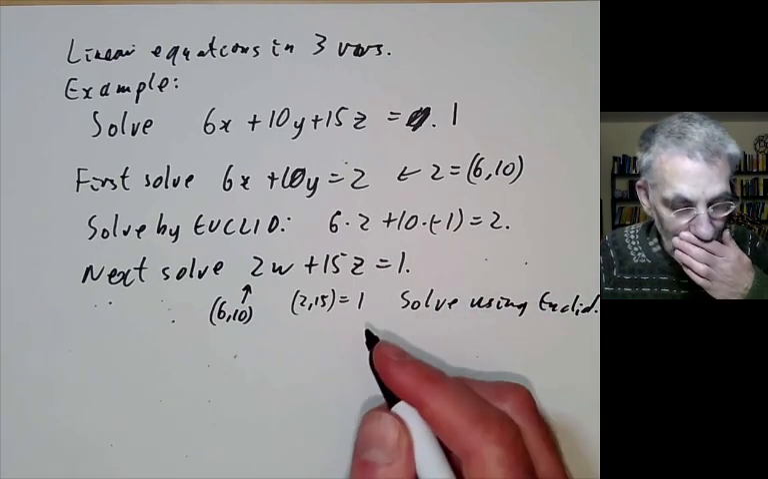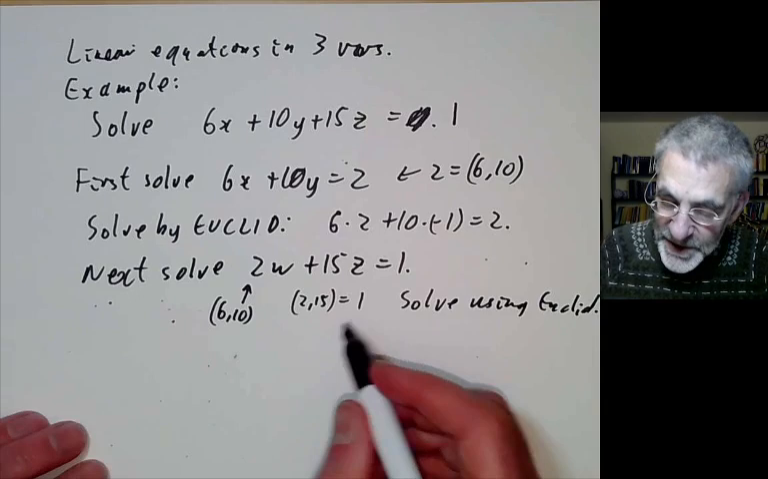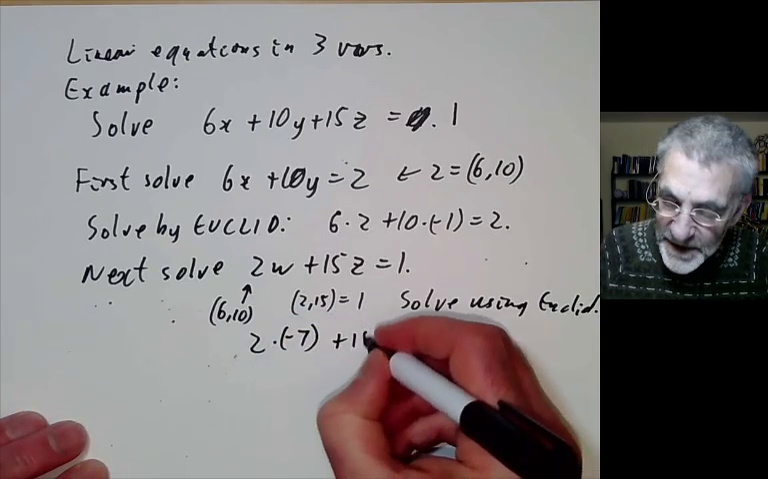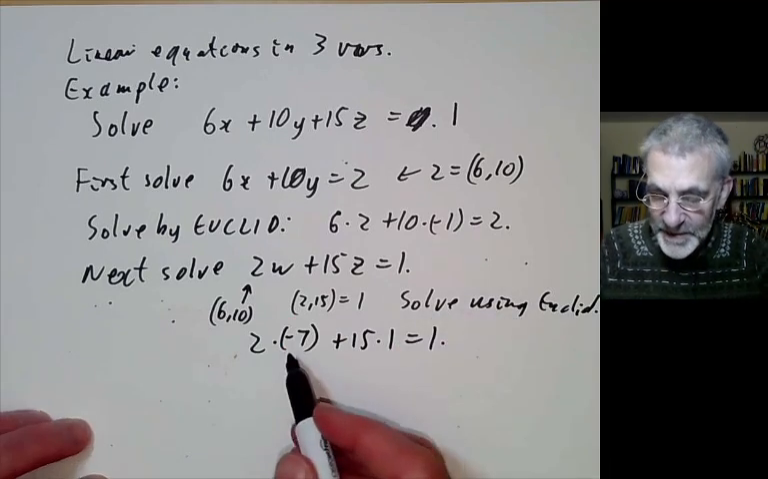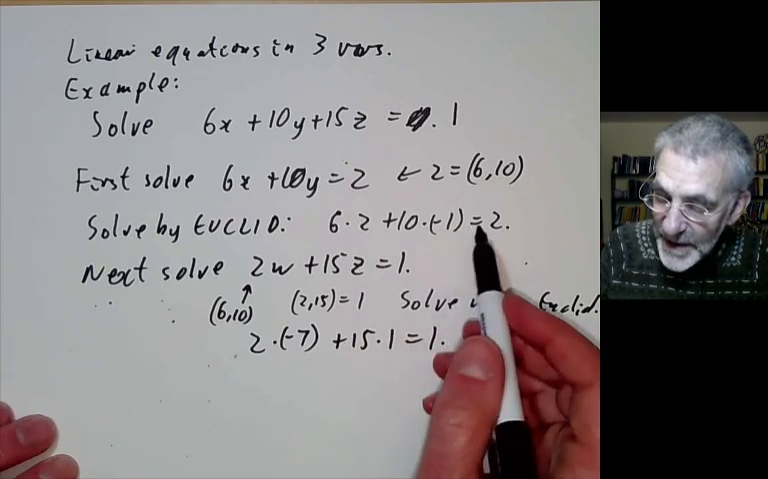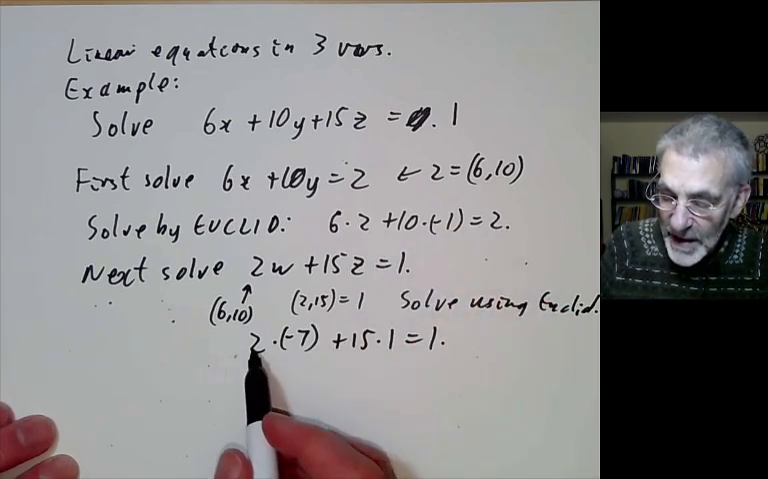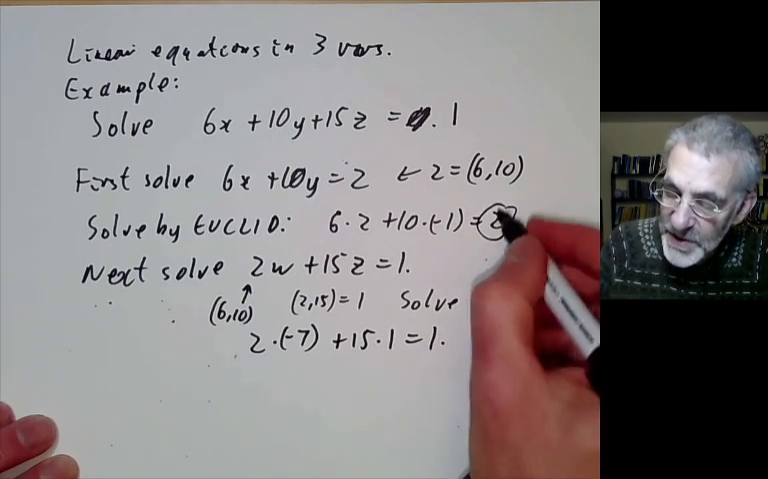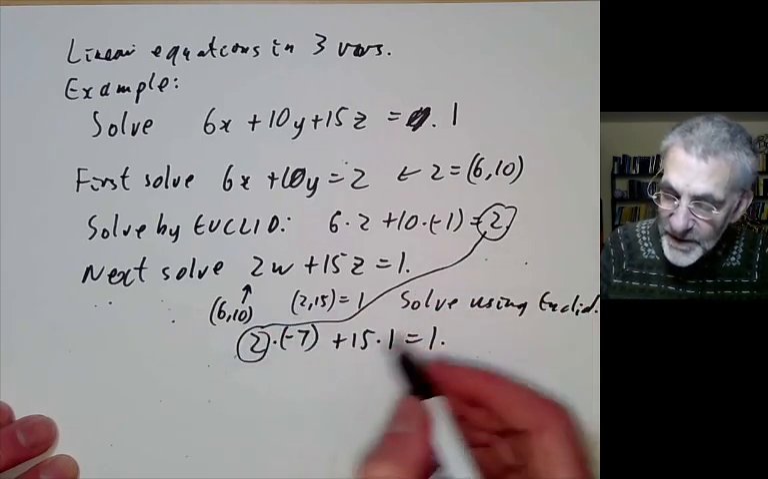And again, I'm not going to write this out in detail. We can just write down a solution, say 2 times minus 7 plus 15 times 1 is equal to 1. So that gives a solution. Now what we can do is combine these two solutions, because here I've got 2 times something plus 15 times something is equal to 1. But now I can substitute our value that we got for 2 in here.